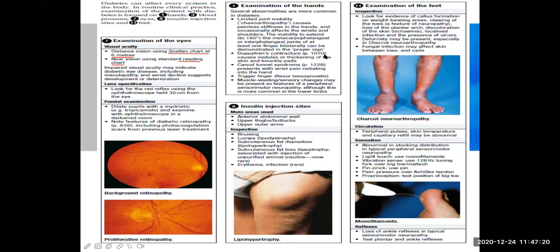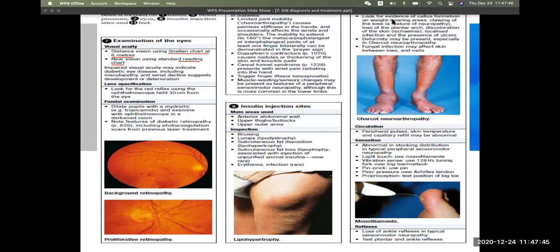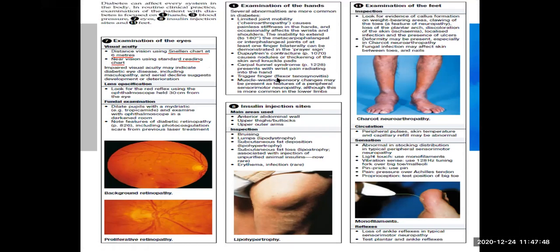Dupuytren's contracture, though it is a main feature of alcoholic liver disease, can occur in diabetes also, but not very commonly. Carpal tunnel syndrome can occur here. Flexor tenosynovitis can occur. Okay. Now, what is tenosynovitis? Anybody? What do you mean by that? Sir, inflammation of synovial membrane. Very good. I already got the answer. Excellent. This is inflammation of the synovial sheath which is covering the tendon. In this case, these are the flexor tendons. Okay. And this condition is known as trigger finger.